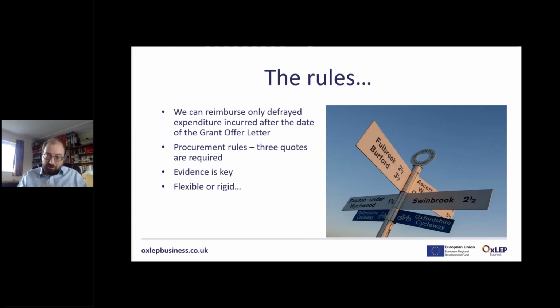Talked a bit about procurement rules. 3 quotes are required. We do need to see those with the application. We do, however, understand that suppliers are not always as prompt as you might wish when you're seeking 3 quotes for your application. If a quote has to follow later, please tell us that. Please explain it within the application. And if the grant panel recommends your project for funding, it will be a condition of the funding that the 3 quotes or the missing quotes are provided.